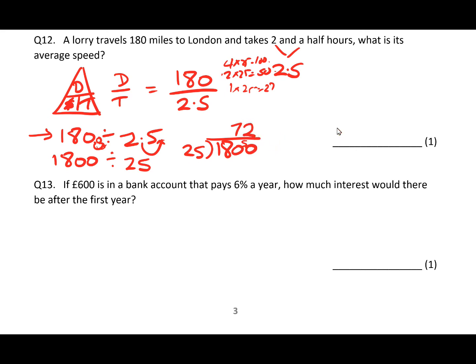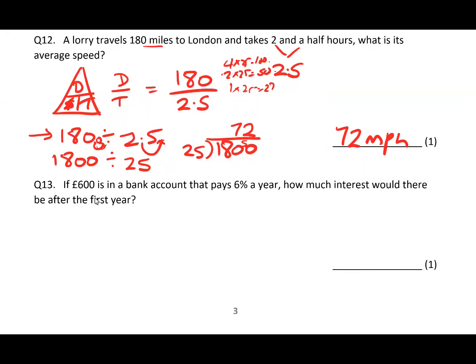So what is his average speed? 72. It's in miles and it's per hour. That's how we measure speed. So notice on this calculation that when we do long division, you'll always end up with a nice round answer. They're not going to give you decimals that go on forever or anything. It's always going to be a nice number.